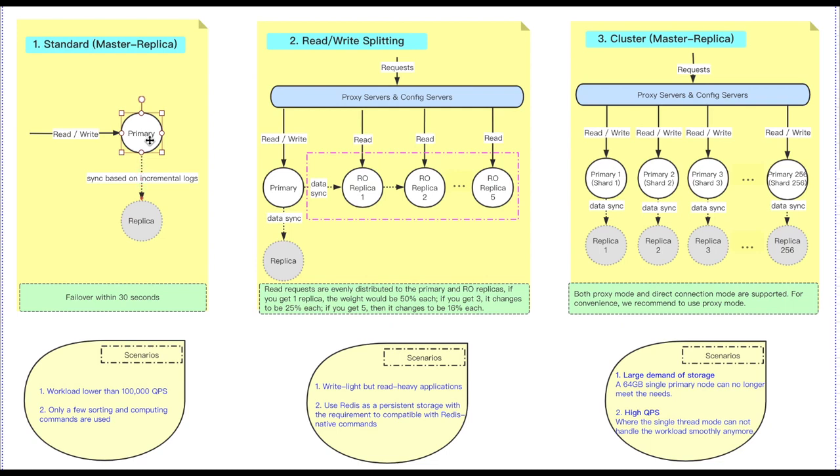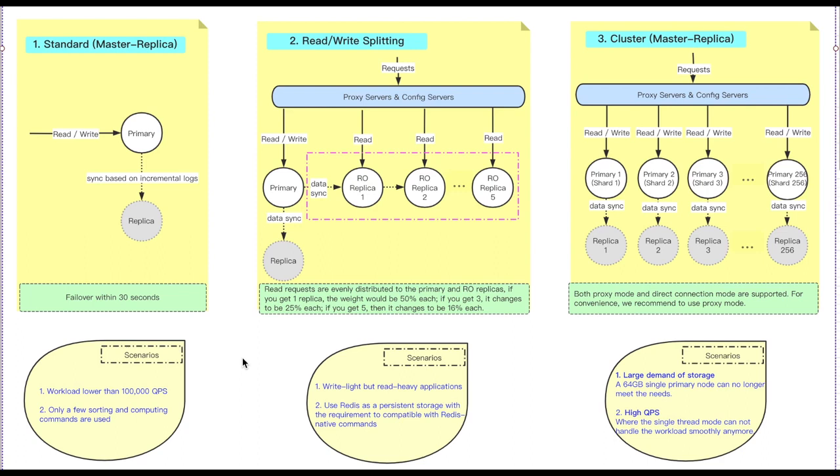Okay, that's it. The standard architecture is quite common and easy. If your workload is less than 100,000 queries per second, and you don't have a strong need for sorting and computing, then it's enough to deploy a standard master-replica Redis instance.